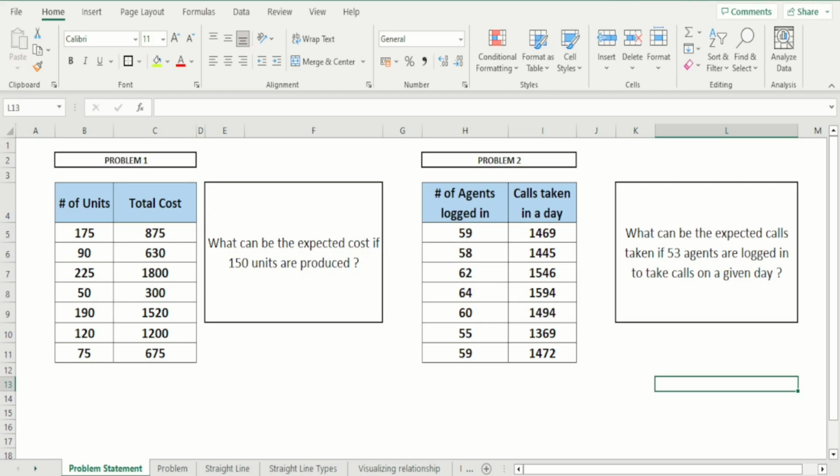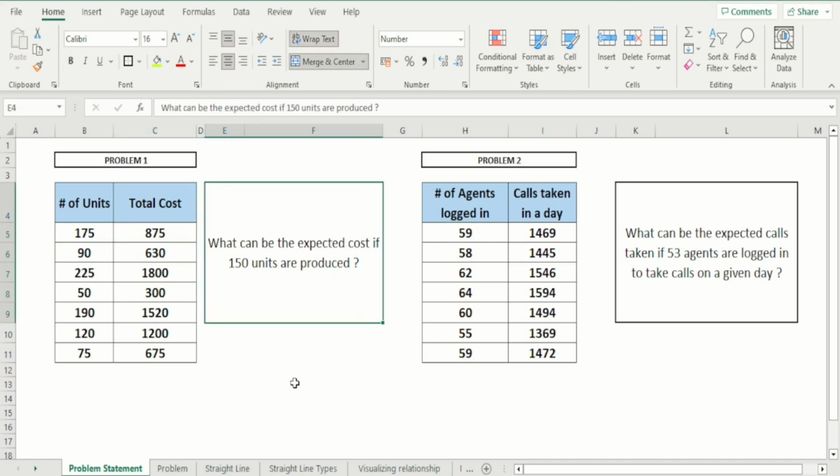The first problem is drawn from the manufacturing industry. In this, given in columns B and C, we have the number of units and the total cost of production. For example, if you look at row number 5, it says to manufacture 175 units, the total cost was 875. Similarly, to manufacture 90 units, the cost was 630. The question that we're being asked, given this data set, is what can be the expected cost if, let's say, 150 units are produced by the manufacturing unit? So this is a kind of manufacturing problem that we frequently encounter.